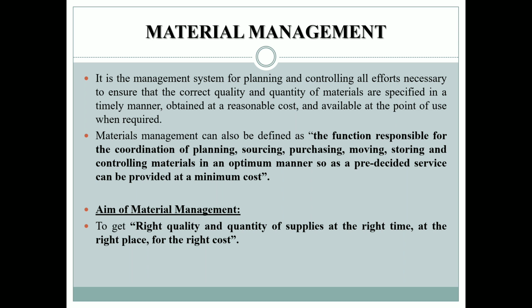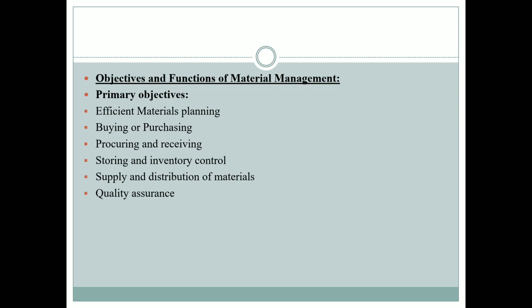So that is the idea of material management, and its aim is to get the right quality and quantity of supplies at the right time, at the right place, for the right cost. So what are the objectives and functions of material management? It has two objectives, one primary and another secondary. Let us begin with the primary objectives.